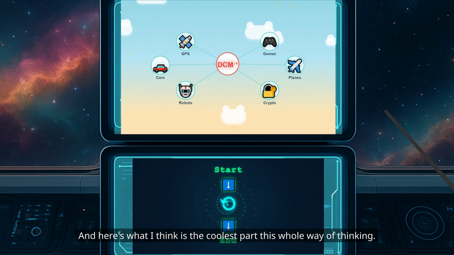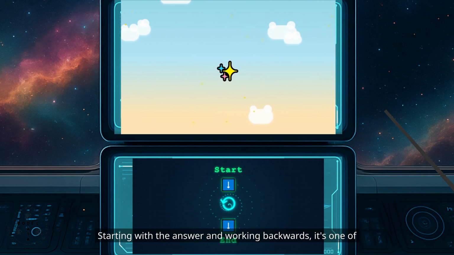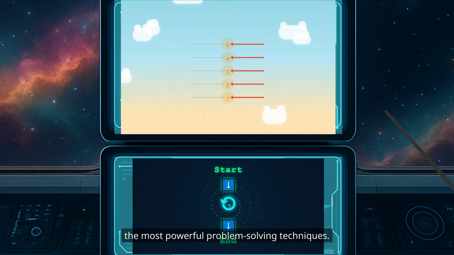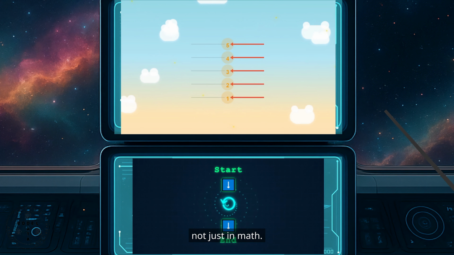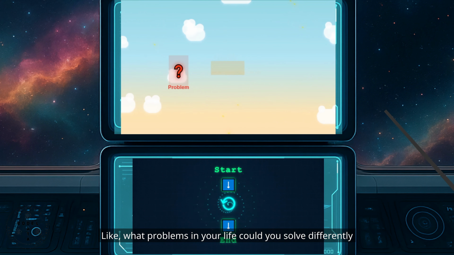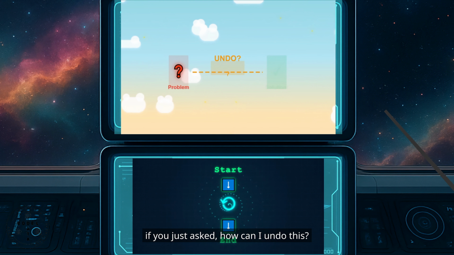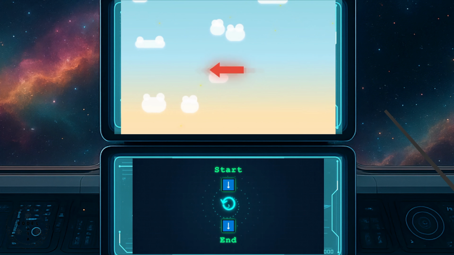And here's what I think is the coolest part: this whole way of thinking, starting with the answer and working backwards, it's one of the most powerful problem-solving techniques, period. Not just in math. Right? Like, what problems in your life could you solve differently if you just asked, how can I undo this? How can I work backwards?